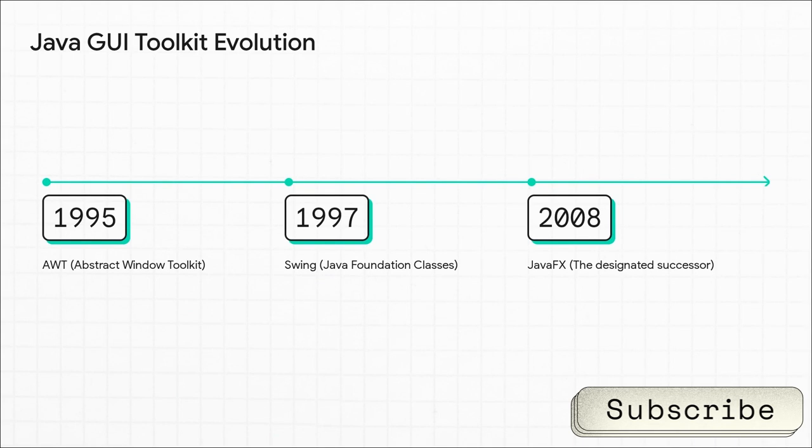So when you look at the timeline, you can really see this story unfold. Java GUI development kicked off with AWT back in 1995. Then, just two years later, Swing comes along and completely changes the game. And then, fast forward to 2008, and we get JavaFX, which is really the modern successor. But the key is that JavaFX was built on all the hard-won lessons from the entire Swing era.